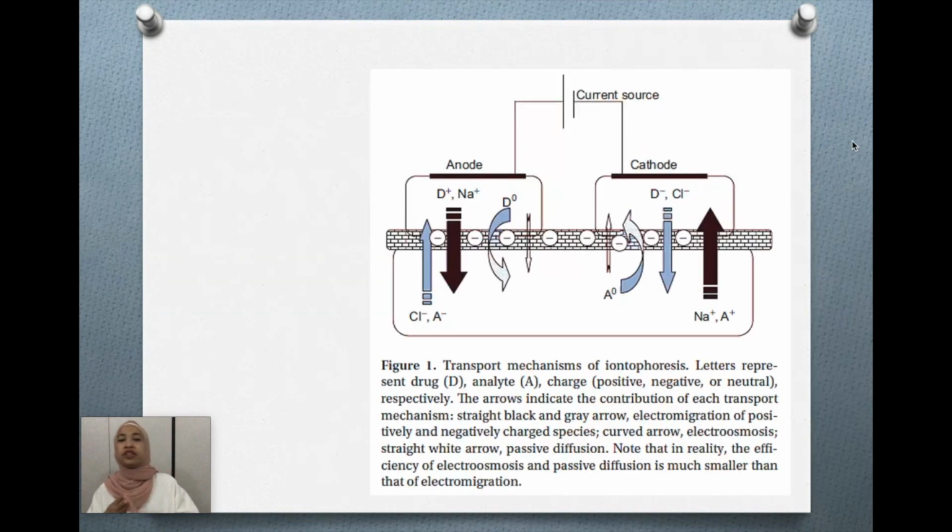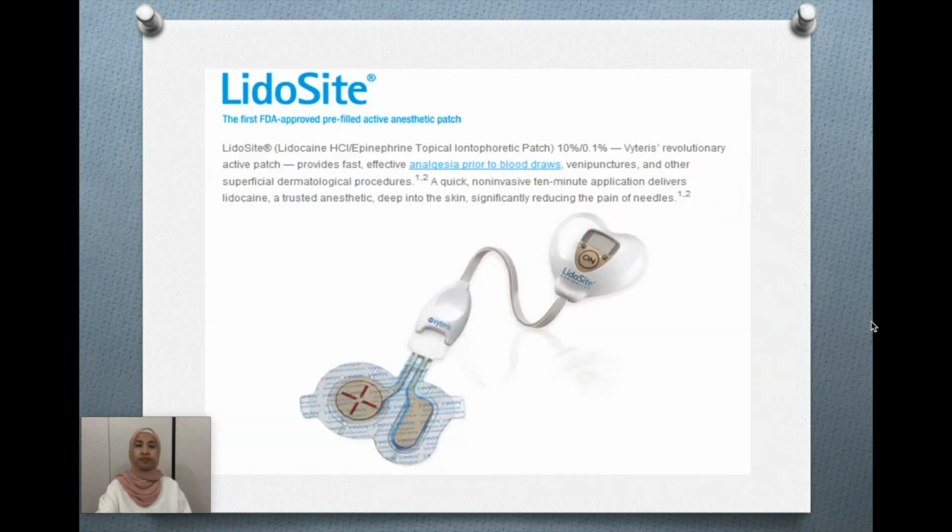There are three different mechanisms that transport drugs through iontophoresis. You have electromigration of the ionic charge of the drug. You also have electroosmosis, and you have passive diffusion. However, in real life, electroosmosis and passive diffusion don't occur as much as electromigration. So it's much better to push the drug in through electromigration. An example of one of the devices is Lidosite.